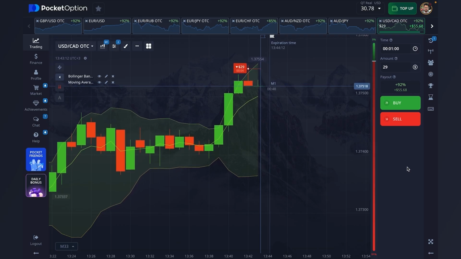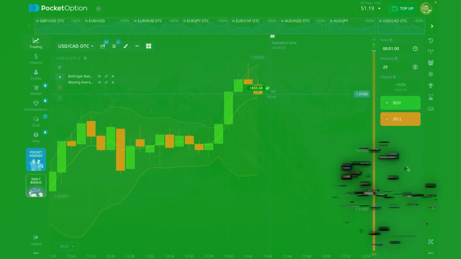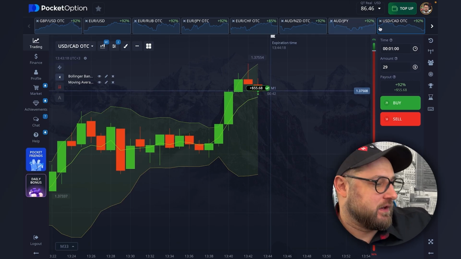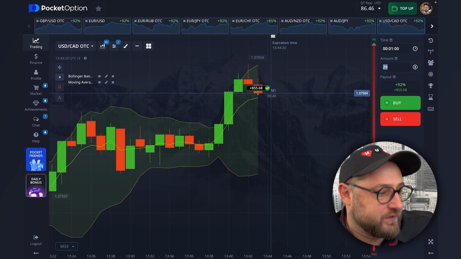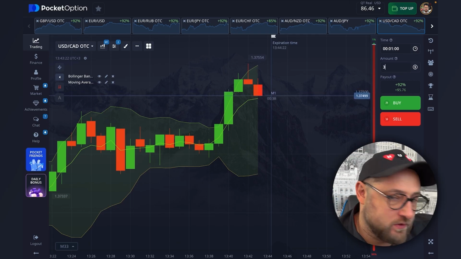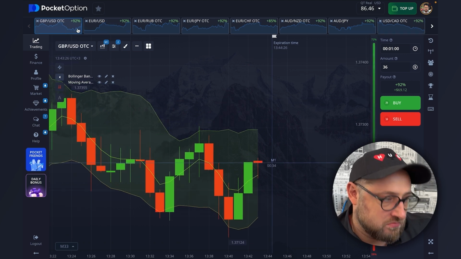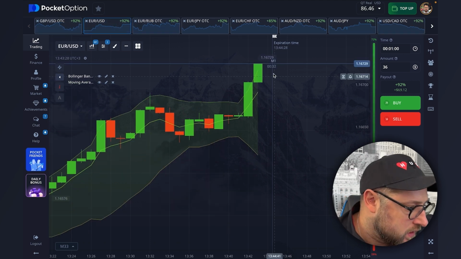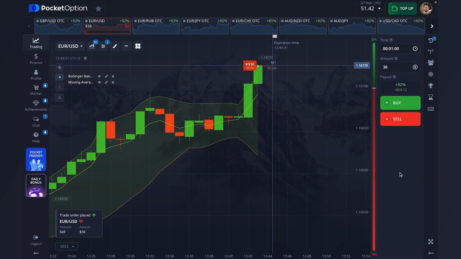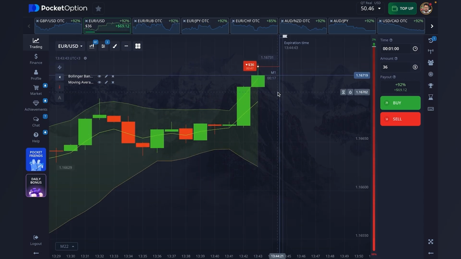4, 3, 2, 1. Boom! I love this feeling a lot, guys. I hope you also love this feeling when you're in profit. So, we're going well. 2 trades, 2 from 2 wins. Here, as you can see, the candle already crossed the border, and this is the sign for us to open a trade in the opposite direction. I open a trade for $36.